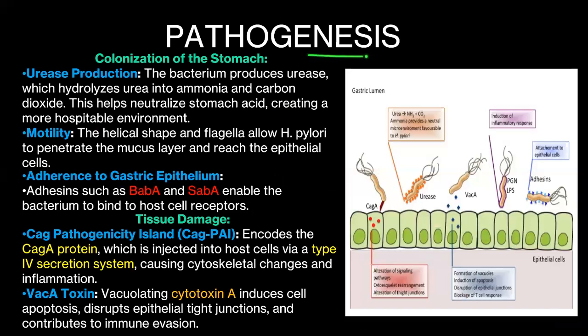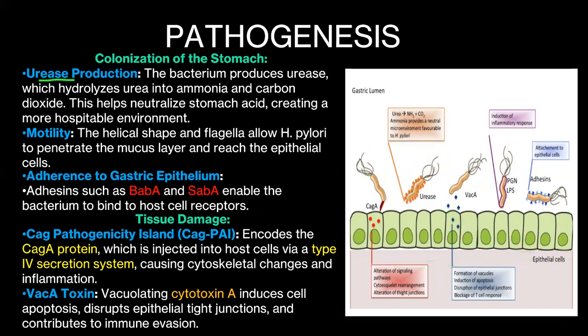Next, we will look at the pathogenesis. We have categorized pathogenesis into two: colonization of the stomach and tissue damage. So what factors are actually helpful in the colonization of H. pylori? If you see in the figure, you will see the epithelial cells of the stomach.